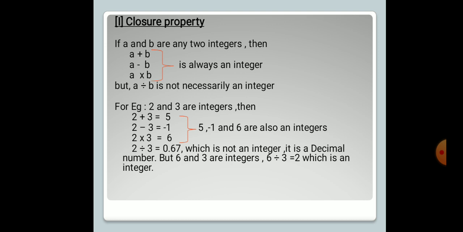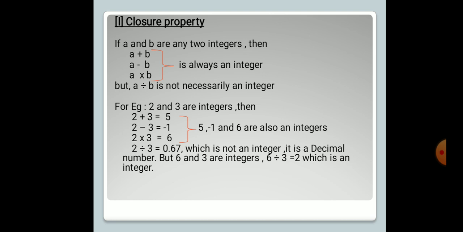The first property is closure property. If a and b are any two integers, then a plus b, a minus b and a into b is always an integer. For example, we are taking 2 and 3. 2 plus 3, adding two integers, we get 5. 5 is also an integer. 2 minus 3 is equal to minus 1. Minus 1 is also an integer. 2 into 3 is equal to 6. 6 is also an integer.